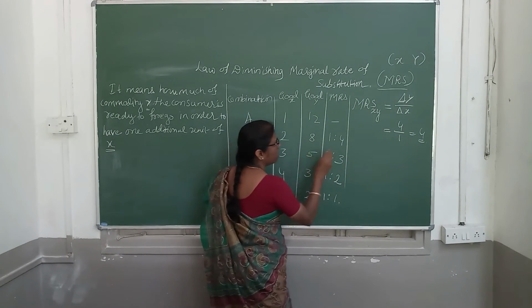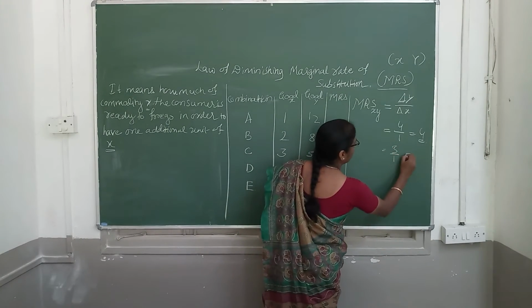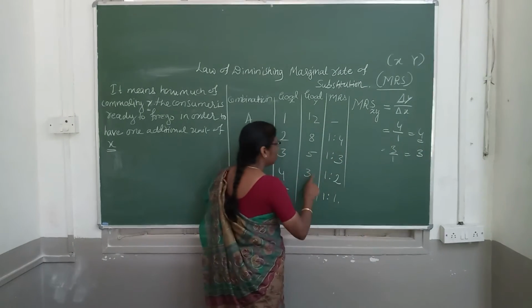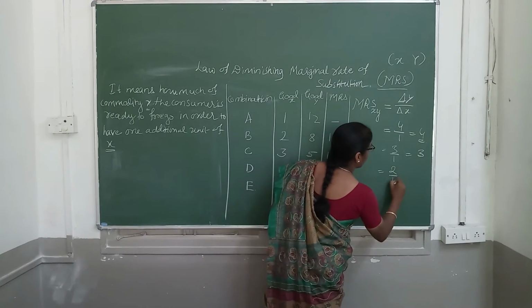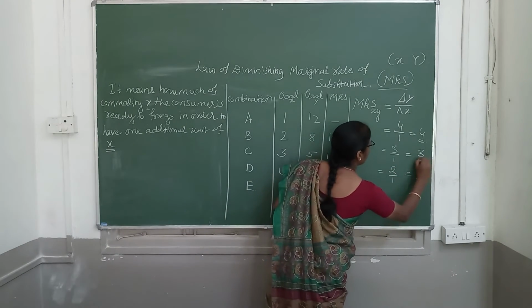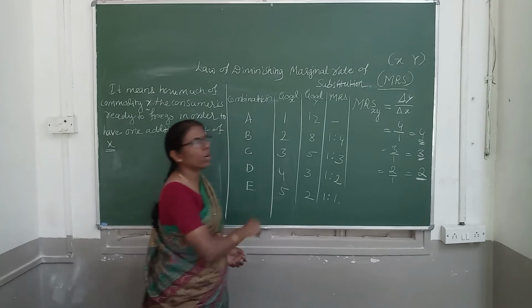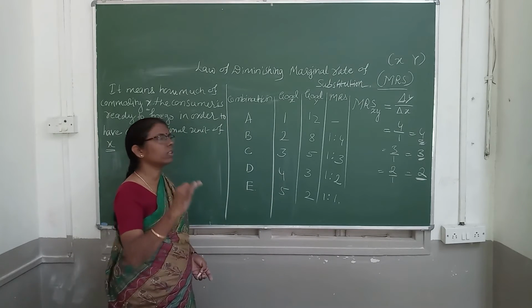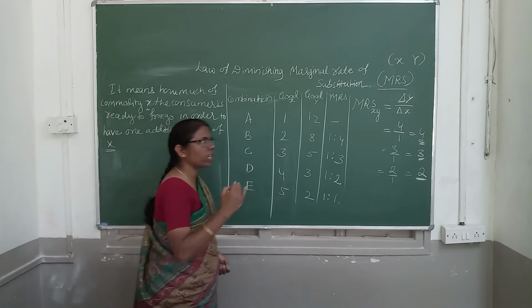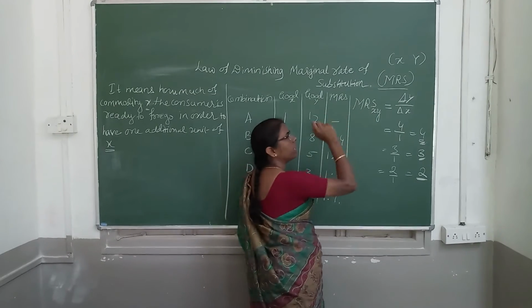See here, 3 divided by 1. The answer is equal to 3. 2 divided by 1. The answer is equal to 2, so the ratio is 4 to 1, 3 to 1, 2 to 1 like this. How to calculate the marginal rate of substitution of x and y? Delta y divided by delta x.